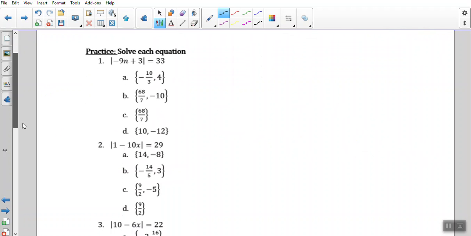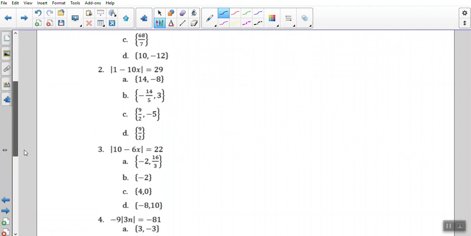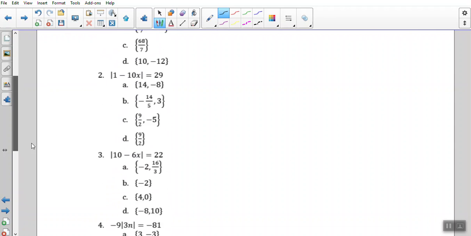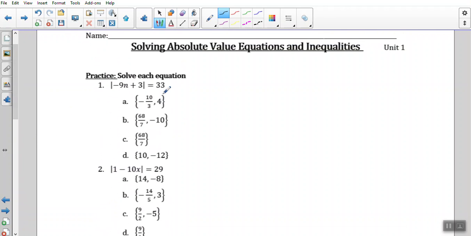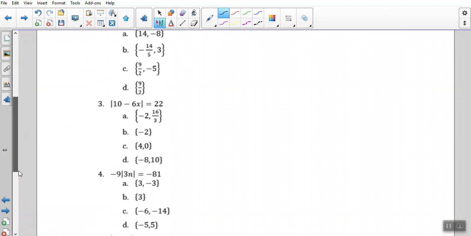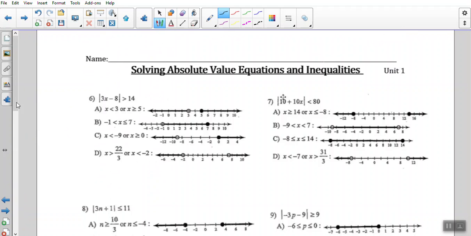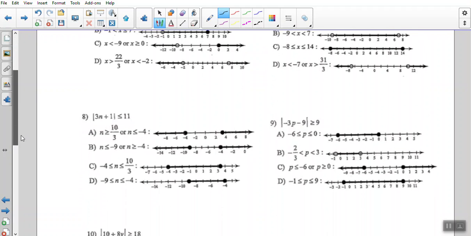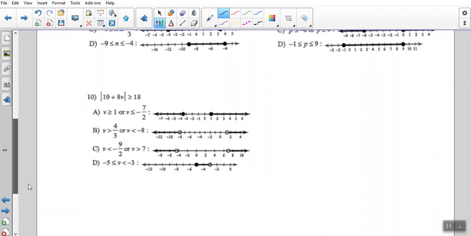And then here, I just have some multiple choice questions for you to try. It's the same thing. You just have to solve it and then look for your answer. And then some more multiple choice questions for the inequalities.